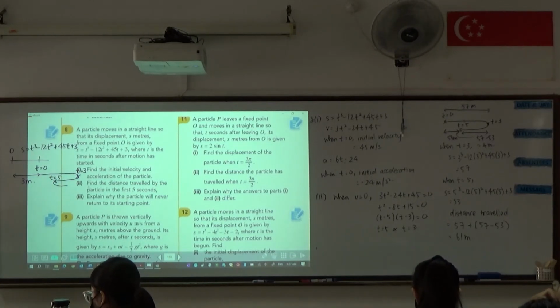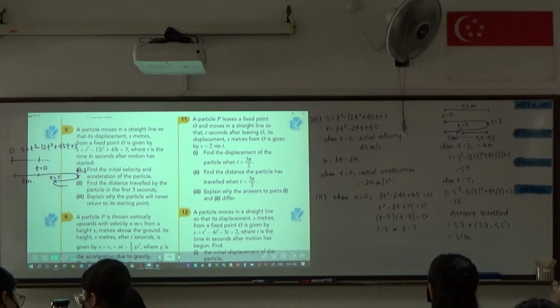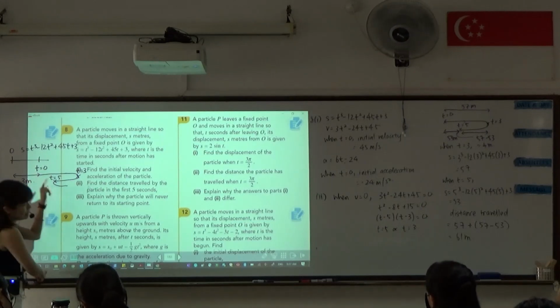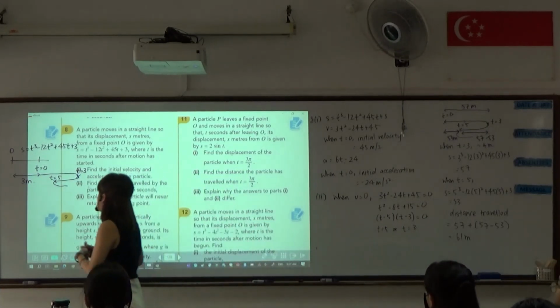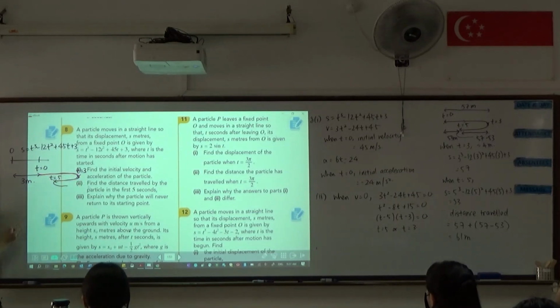Okay, so what is the distance that we're trying to find? It will be the distance after starting time itself. So we're trying to find out what is the distance from T equals 0, this path here, all the way to T equals 5.